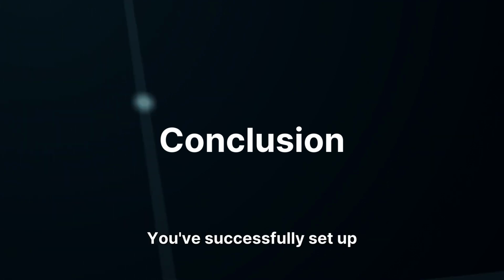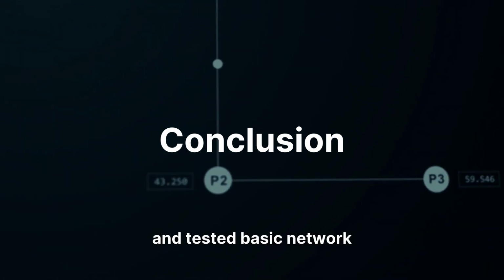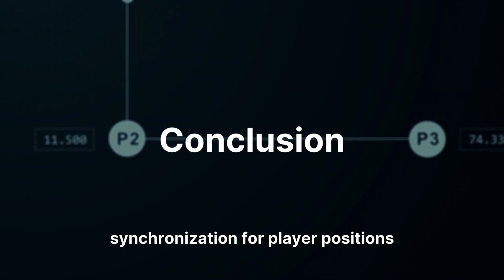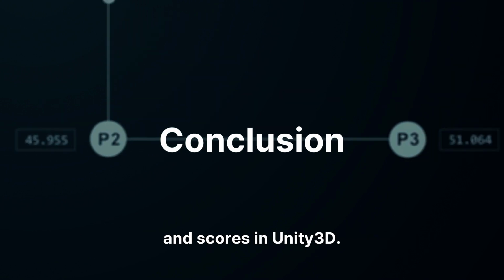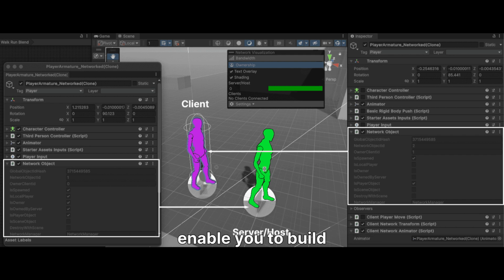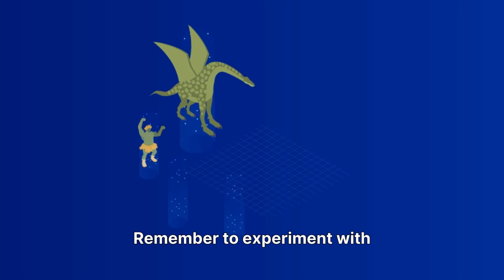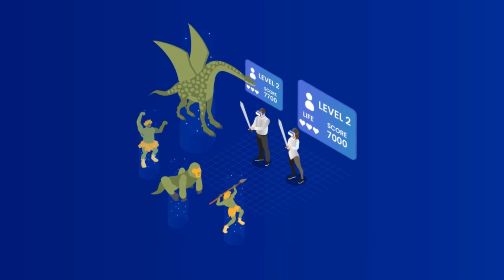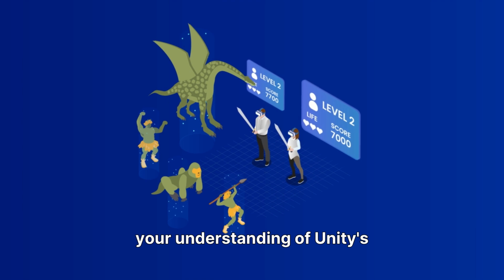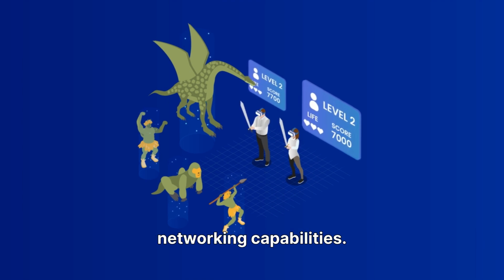Congratulations! You've successfully set up and tested basic network synchronization for player positions and scores in Unity 3D. This foundational knowledge will enable you to build more complex multiplayer interactions and game mechanics. Remember to experiment with different network components and RPC types to expand your understanding of Unity's networking capabilities.